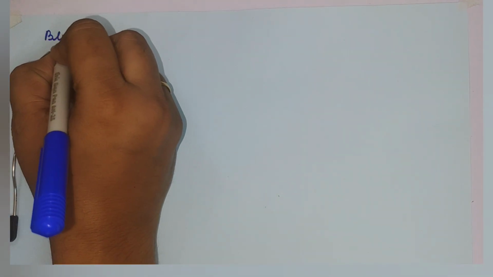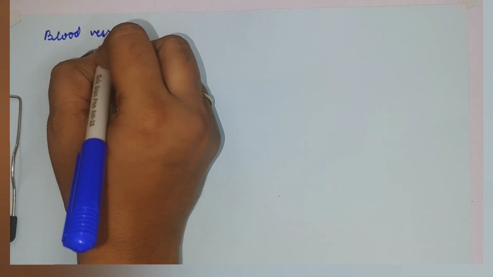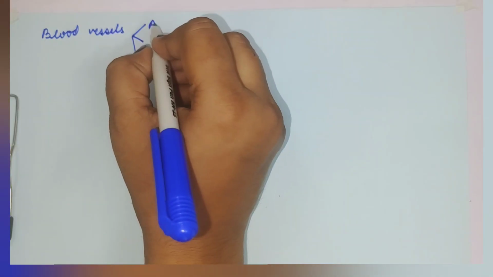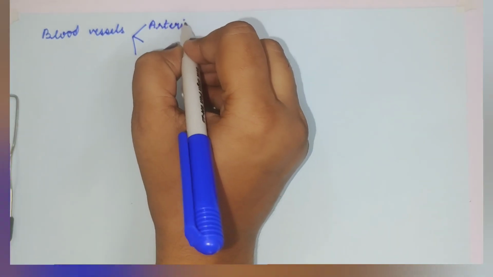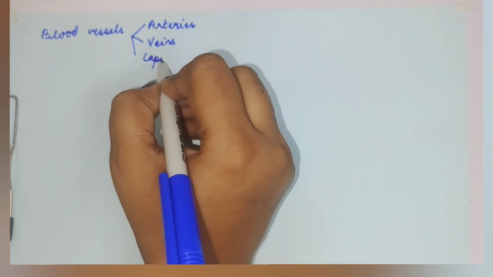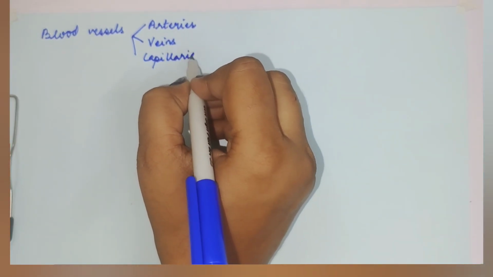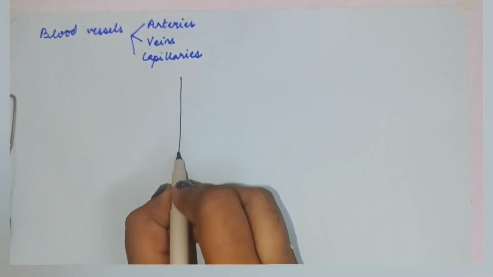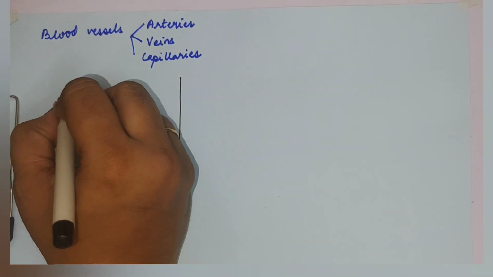Now we will talk about the blood vessels. Blood vessels, or we can say the tubes in which the blood flows inside our body. These are mainly of three types: arteries, veins, and capillaries. First of all, we will discuss the difference between arteries and veins.